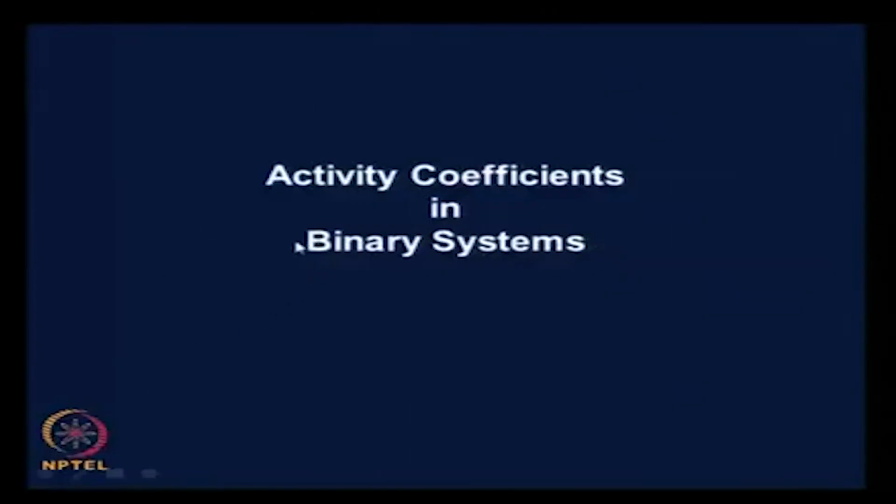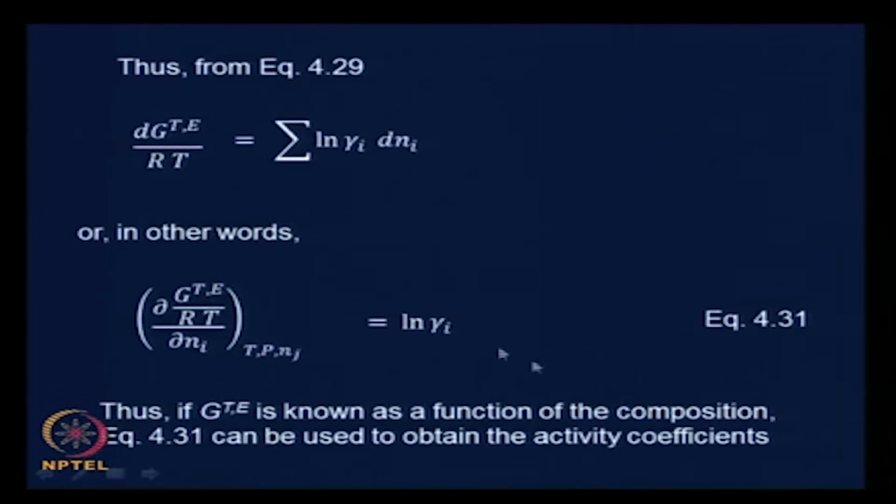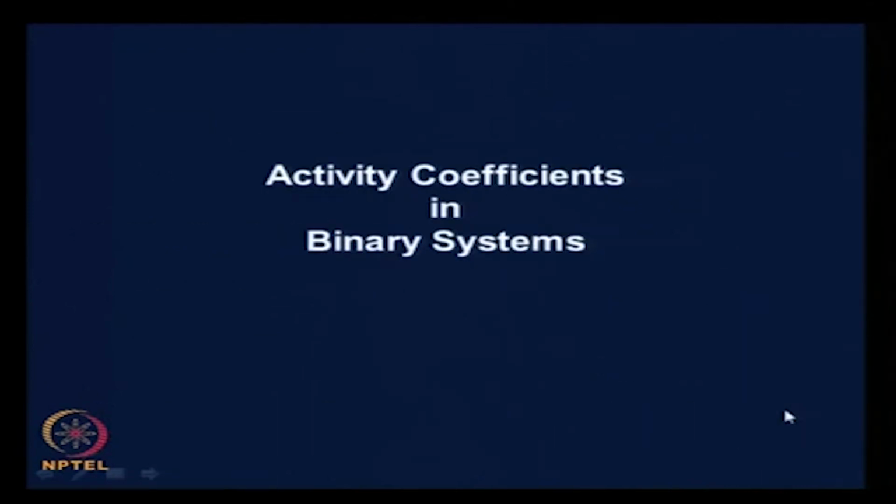The remaining part of our module is going to be limited to binary systems, because there is so much work available on binary systems, and that is probably good enough for an undergraduate level of understanding. Therefore let us look at means of estimating activity coefficients in binary systems, and the basis for this is the previous statement that we made. If GTE is known as a function of composition, then equation 431, the partial derivative of GTE by RT with respect to ni at constant T, P and nj equals ln gamma i, can be used to obtain the activity coefficients gamma i. Essentially, we will be looking at models for binary systems of GTE or GE as a function of the composition x1 and x2, since it is a binary system.